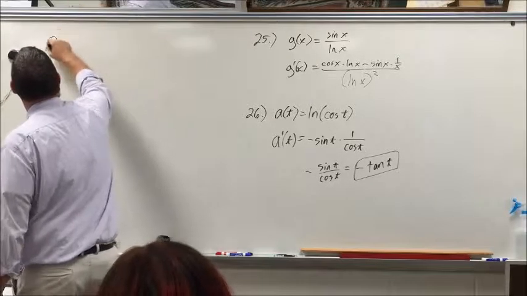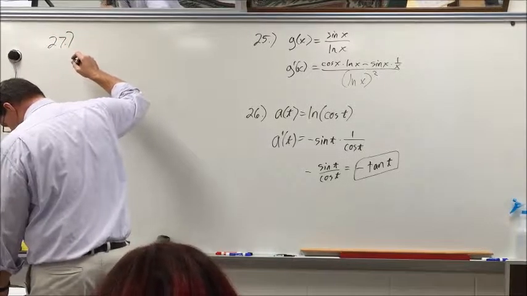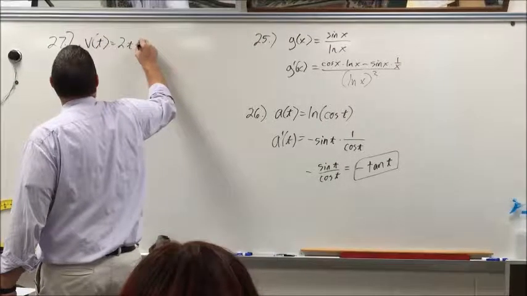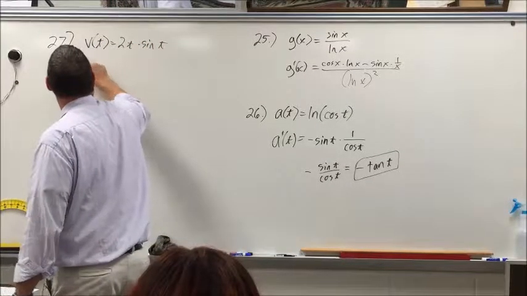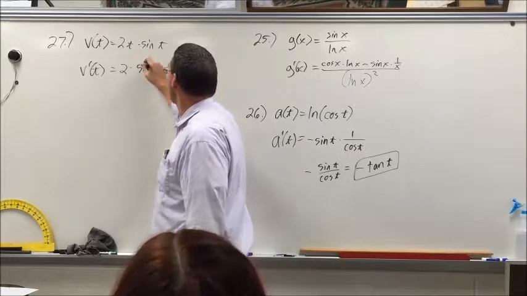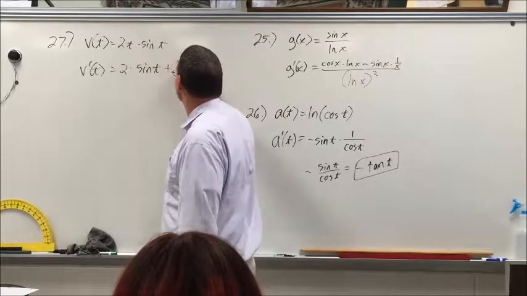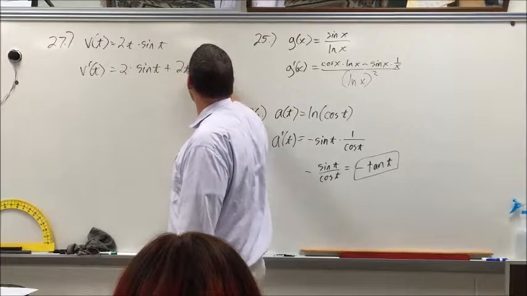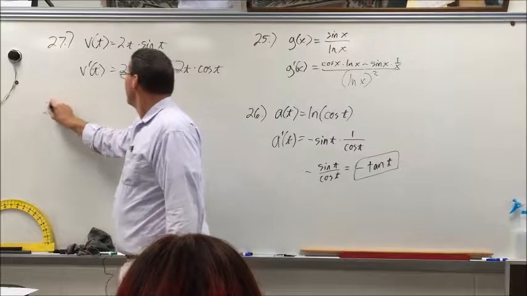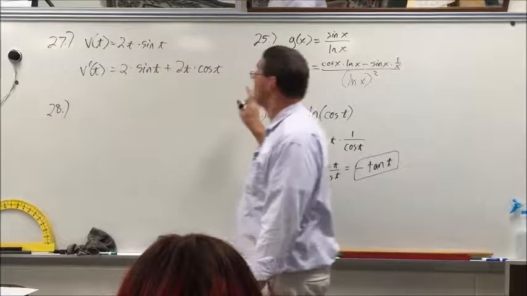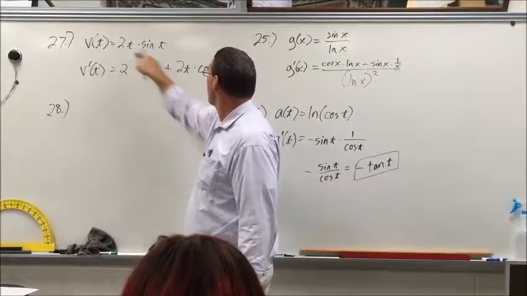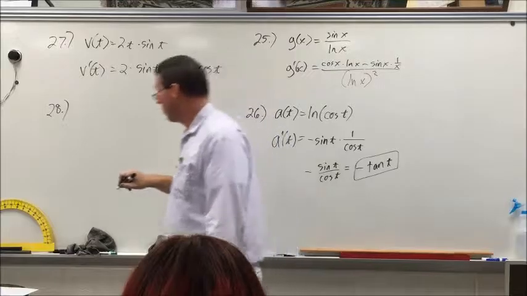All right, 27. We got v of t is 2t sine of t. Product rule, v prime of t. Derivative of the first, 2, times the second, sine of t, plus the first times the derivative of the second, cosine of t. Done. 28. Derivative of the first times the second plus the first times the derivative of the second.